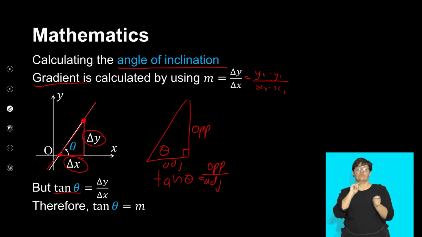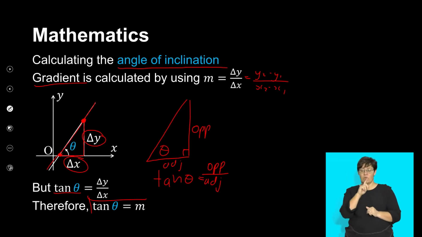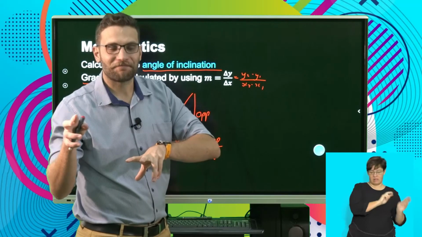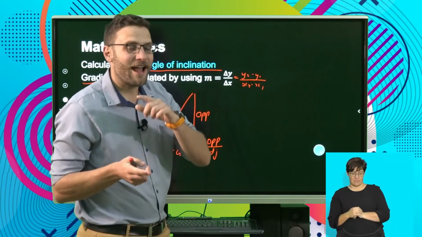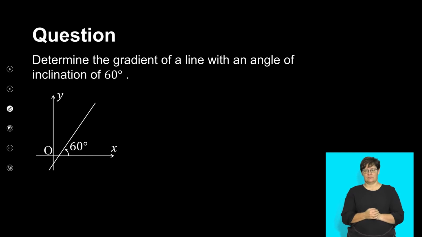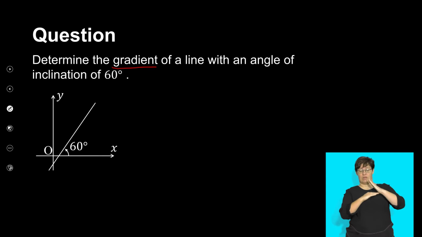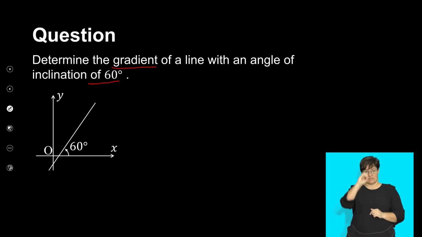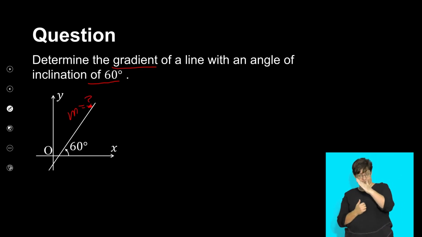Our formula is going to be tan theta, tan of the angle is going to be equal to the gradient, and we're going to be going from the gradient to the angle, and the angle to the gradient. So let's do some examples, and let's see how that works. Our first example says, determine the gradient of a line with an angle of inclination of 60 degrees. So they want me to calculate the gradient, m, of this line.